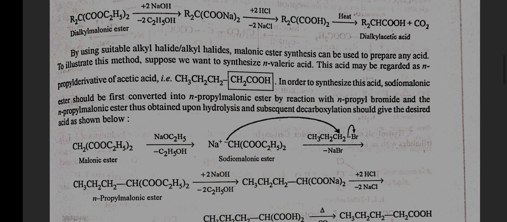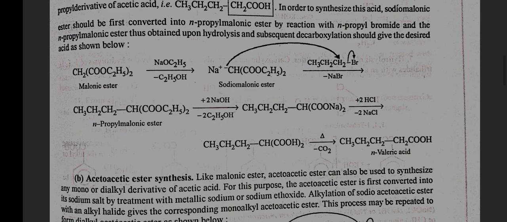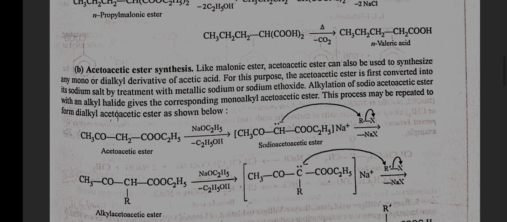CH3CH2CH2CH2COOH. In order to synthesize this acid, sodio-malonic ester should first be converted into n-propyl malonic ester by reaction with n-propyl bromide, and the n-propyl malonic ester thus obtained, by hydrolysis and subsequent decarboxylation, should give the desired acid as shown. First, malonic ester reacts with NaOC2H5 to give sodio-malonic ester, and then reacts with alkyl halide to give n-propyl malonic ester, then reacts with sodium hydroxide, and then with an acid, and at last on heating we get the n-valeric acid. Second, acetoacetic ester synthesis.